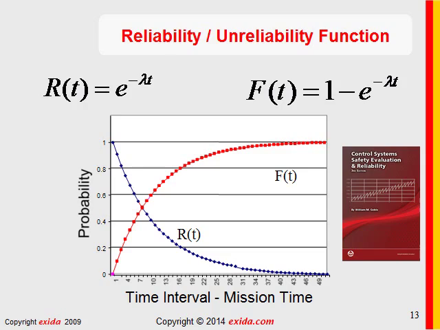Let's go back to the fundamental basics from the early days of reliability engineering. A function was defined and named reliability, and for a constant failure rate and a number of simplifications, the reliability function is e to the minus lambda t, where lambda is the failure rate and t is the mission time. It's a time interval. Unreliability is 1 minus e to the minus lambda t. We're going to start with that basic fundamental definition.